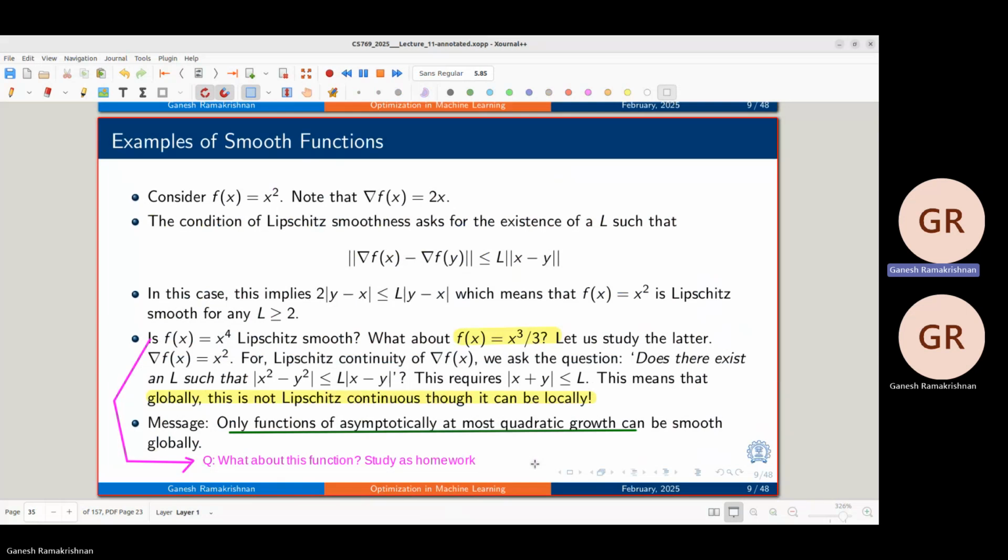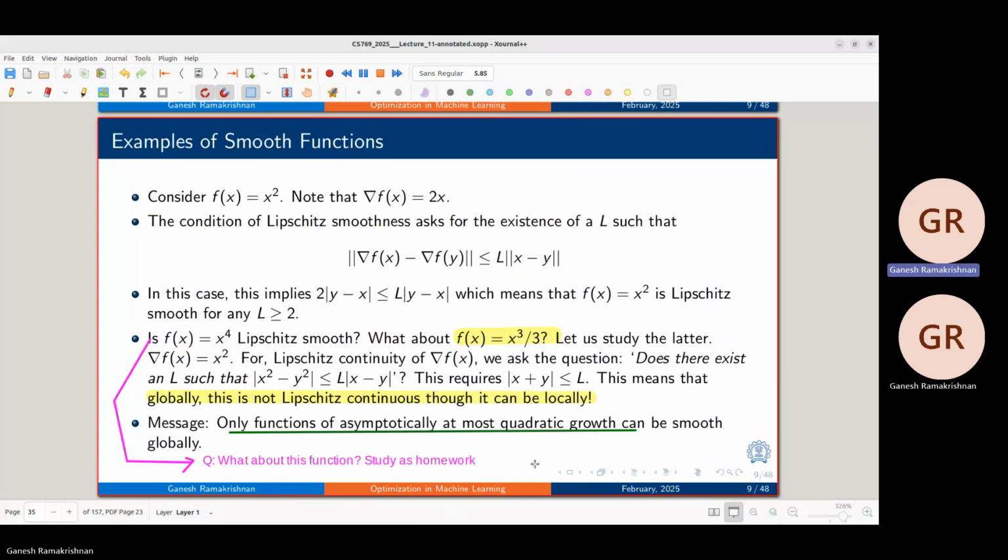So the Hessian, 12x squared, is it greater than or equal to some constant always? Huh? 0. 0 certainly, but then that's only talking about its convexity, right? But is it strongly convex everywhere?